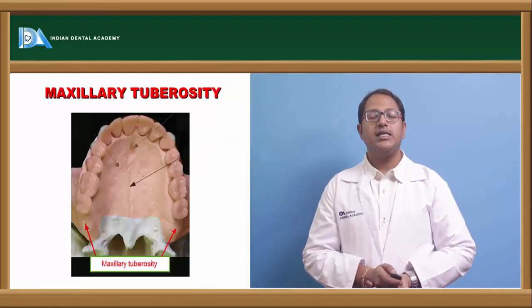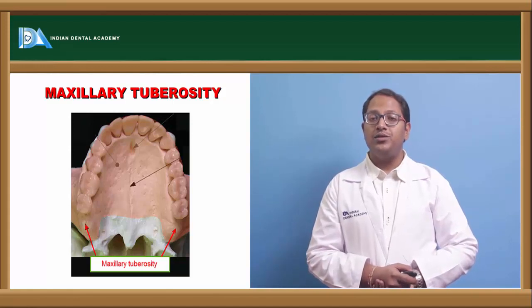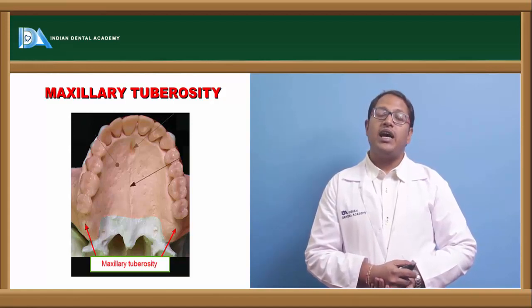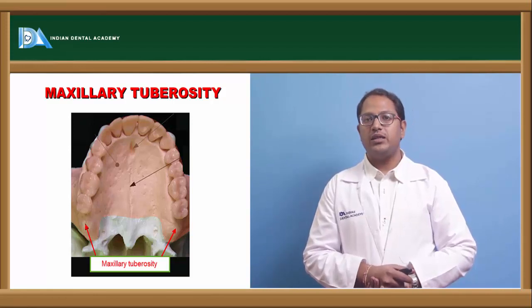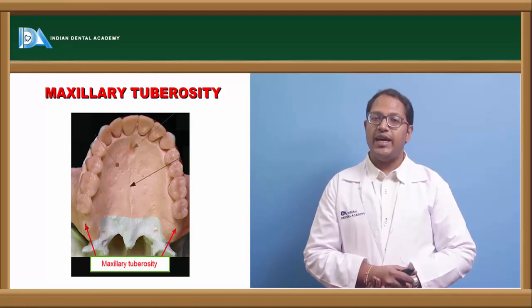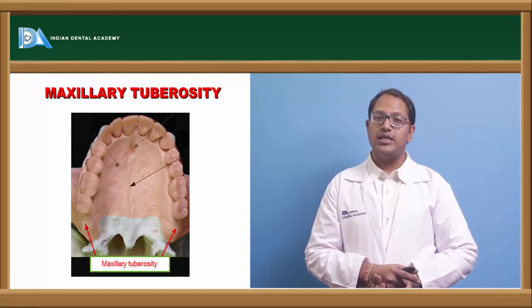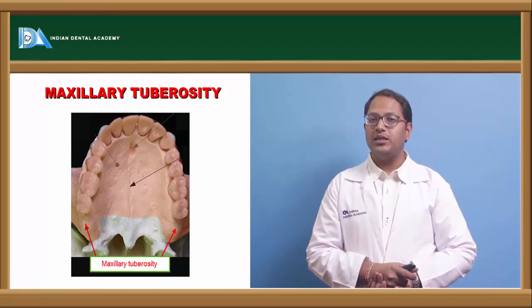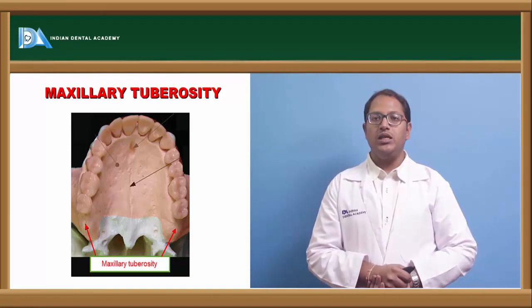Coming next to the maxillary tuberosity. Where is this maxillary tuberosity placed? In the region behind the second and third molar regions. That prominent part is called the maxillary tuberosity, which ends in the alveolar tubercle. There is this bony prominence which is the alveolar tubercle.